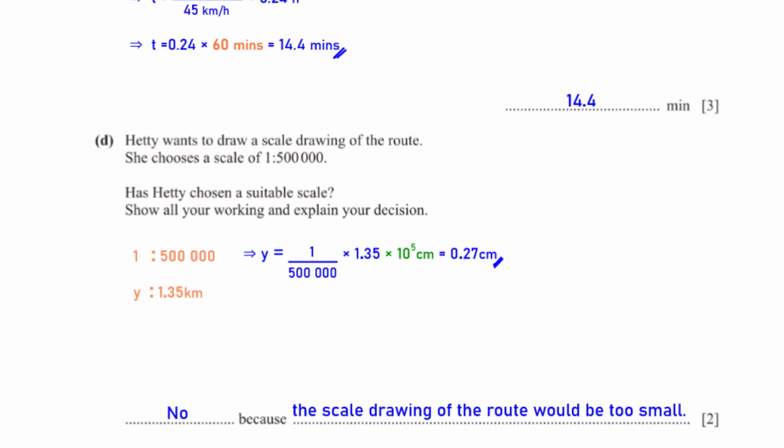Hetty wants to draw a scale drawing of the route. She chooses a scale of 1:500,000. Has Hetty chosen a suitable scale? Show all your working and explain your decision.